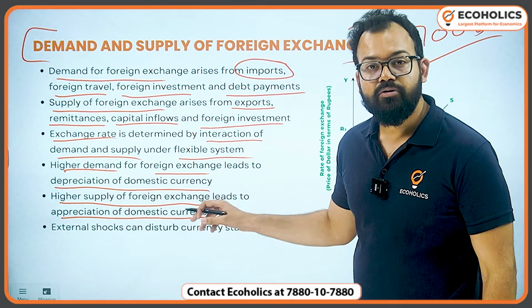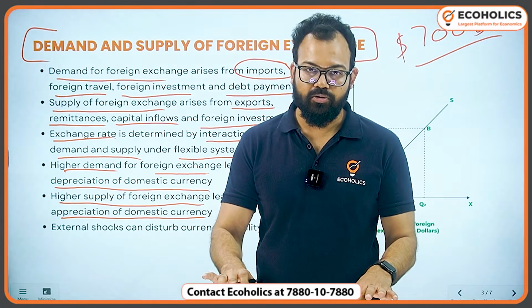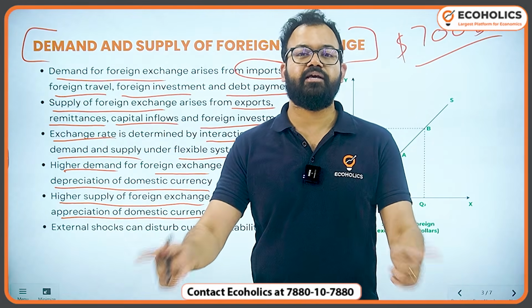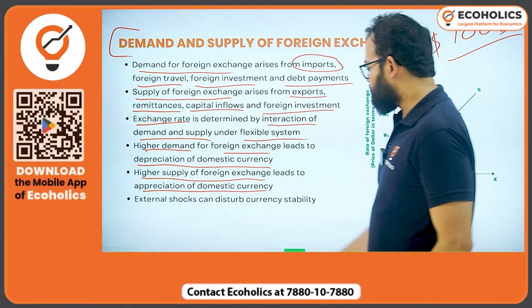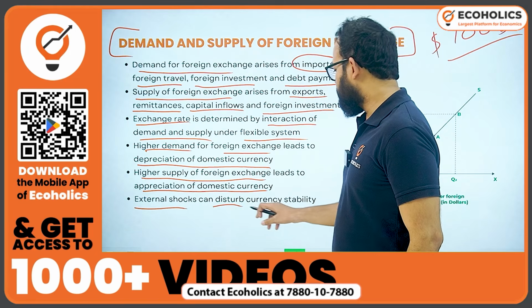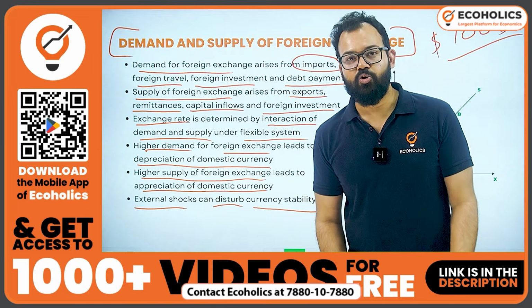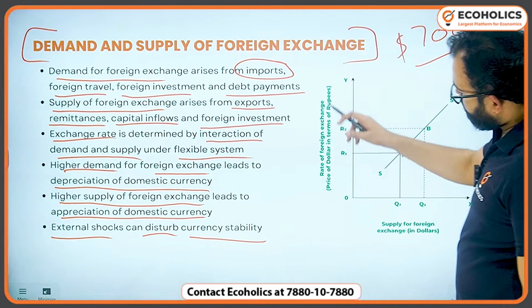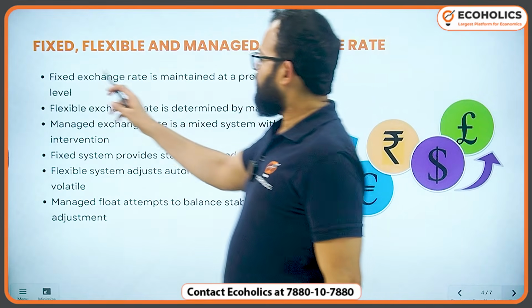That also we need to protect. How does RBI protect? Depreciation is not good. Appreciation is good and not good as well, because it hurts either party, exporters or importers. Let me explain. External shocks can disturb currency stability, like for example the Turkish lira, which has been struggling since COVID. That's the problem. Here you can see in the graph the rate of foreign exchange and supply of foreign exchange. This is how it goes up.